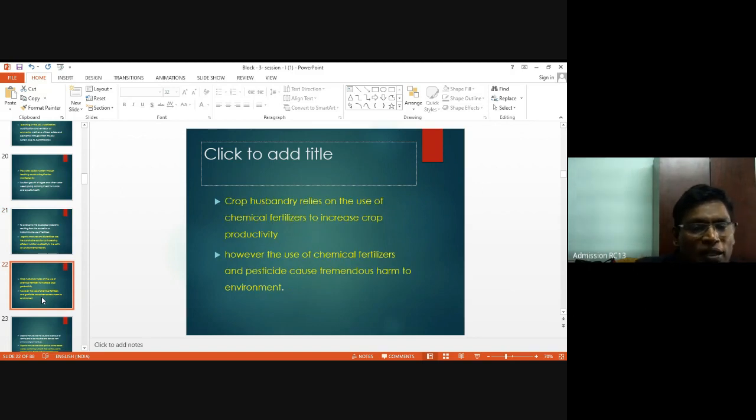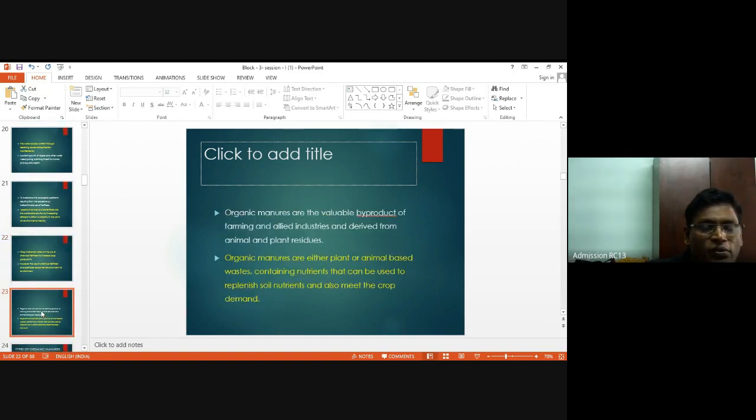Crop husbandry relies on the use of chemical fertilizer to increase crop productivity. That's what we studied. However, the use of chemical fertilizers and pesticides causes tremendous harm to the environment. We already know the impact that chemical fertilizers and pesticides create on the environment, and to reduce those, we are looking at an alternative way, called biofertilizer and organic manure.